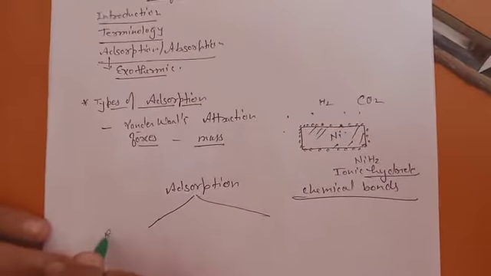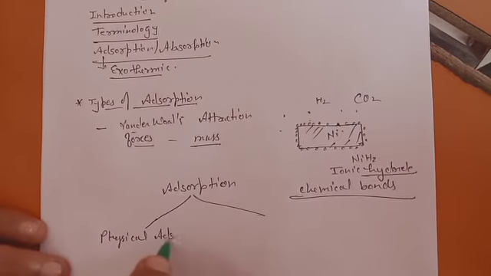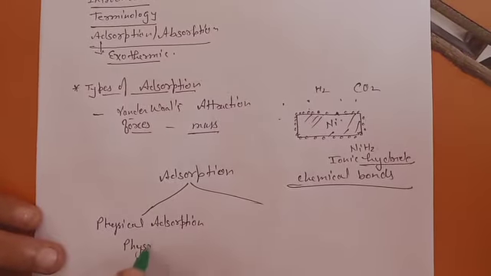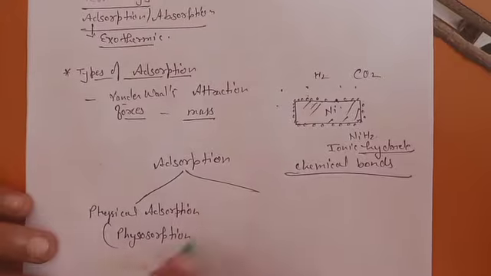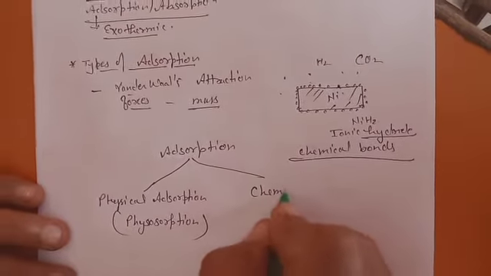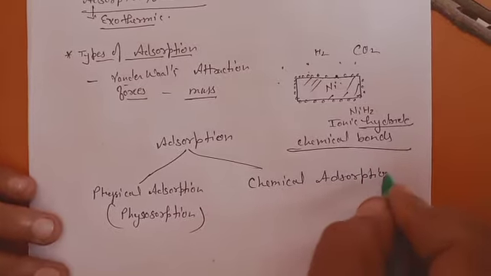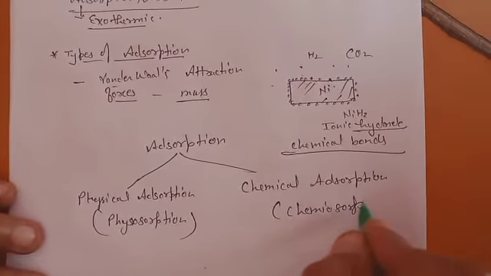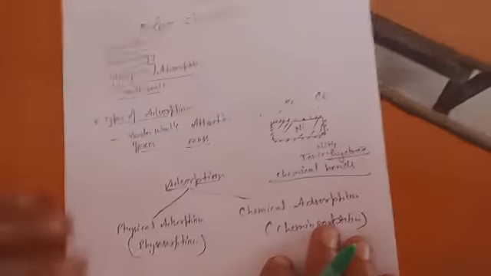One is termed physical adsorption. In short form, it is termed physisorption. And the other type is chemical adsorption, also termed chemisorption. So basically there are two types of adsorption: one is physical adsorption, another is chemical adsorption.